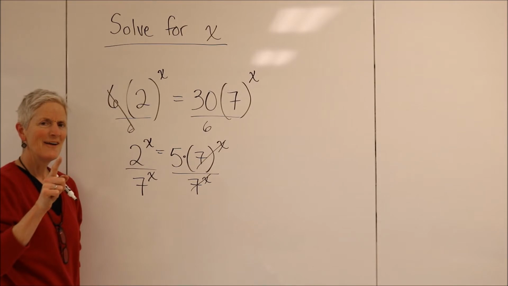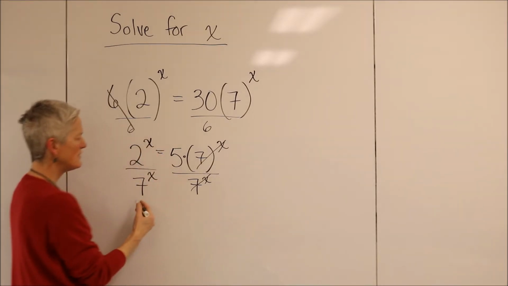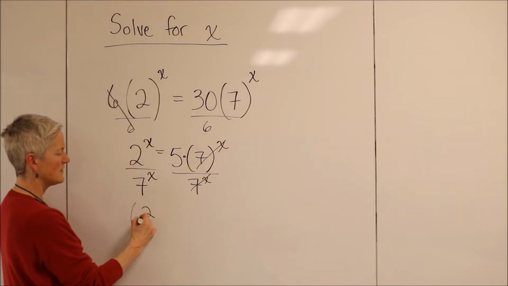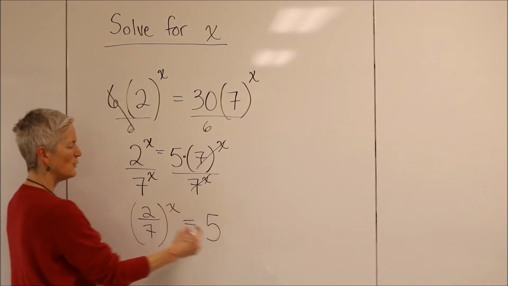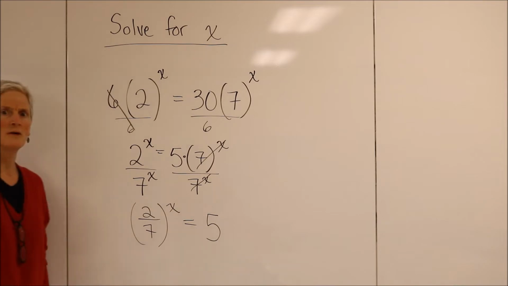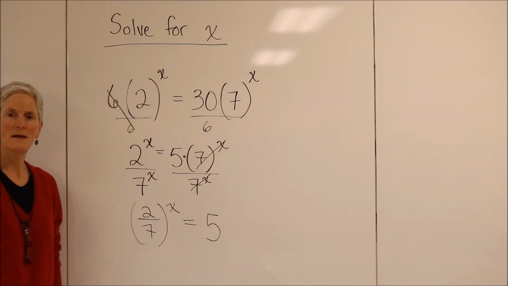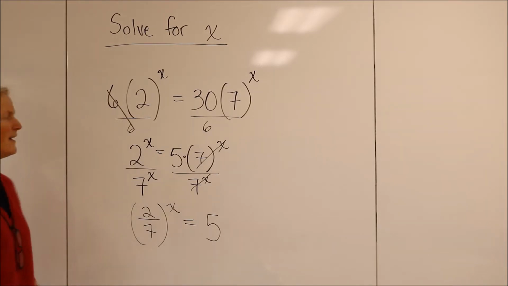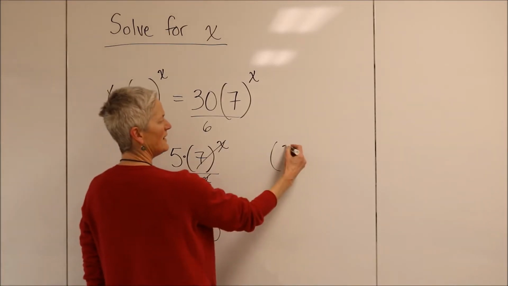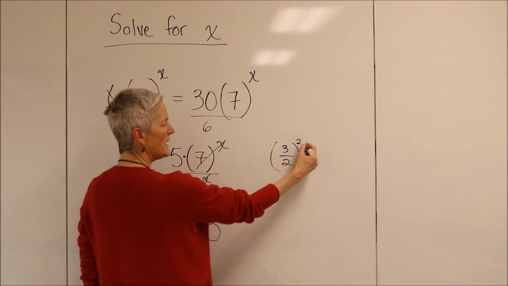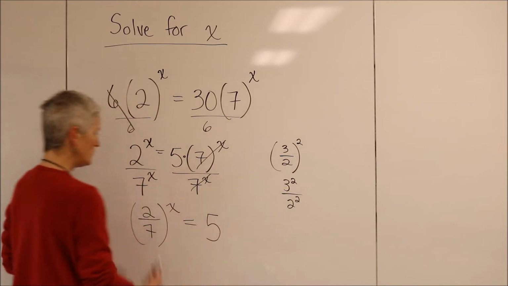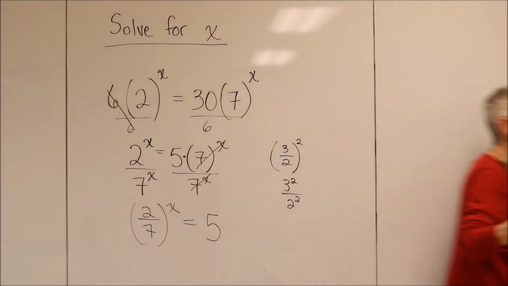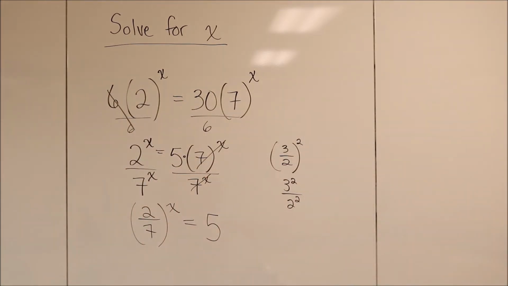And now, this is interesting. If I have 2 to the x over 7 to the x, can I conclude that that's the same as (2/7) to the x? I would say yes, because there have been many times where we've done maybe (3/2) squared. We know we square the top and square the bottom, so basically we're just going backwards. Exactly, that's great. (3/2) squared is 3 squared over 2 squared, so we're just going backwards.